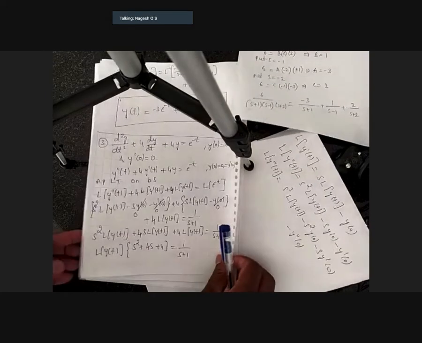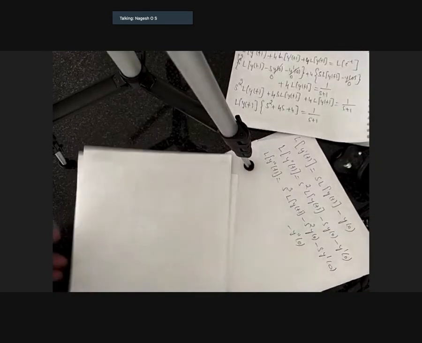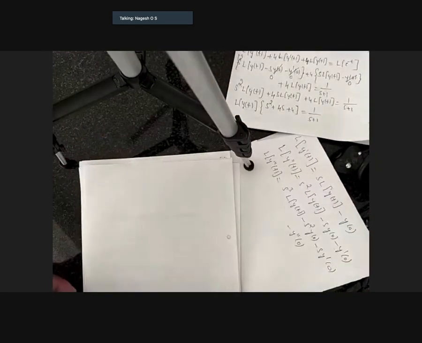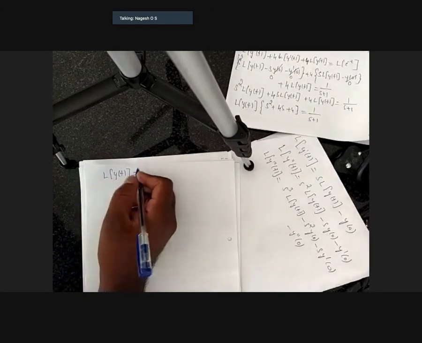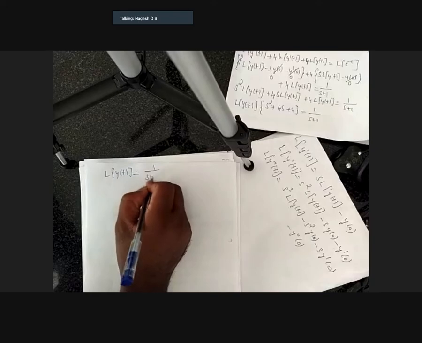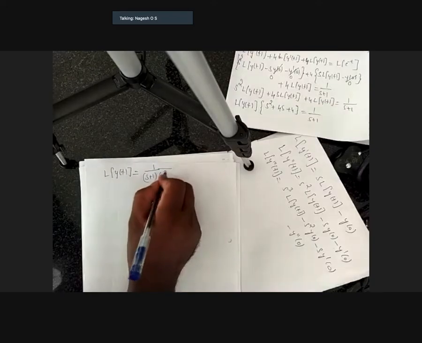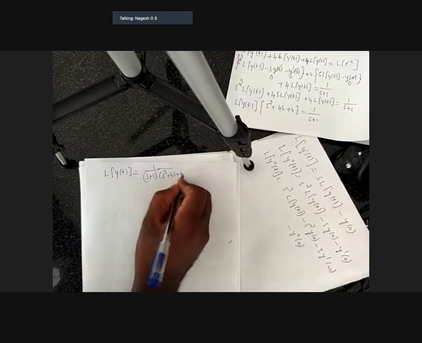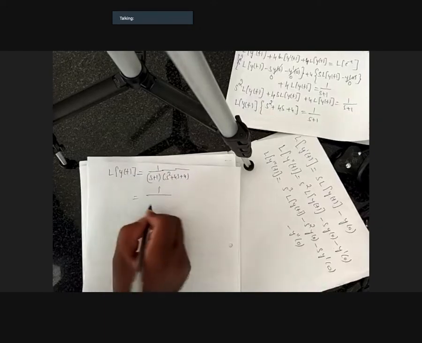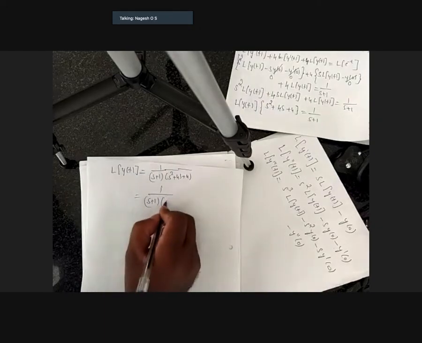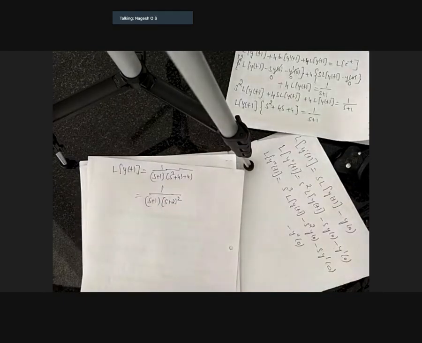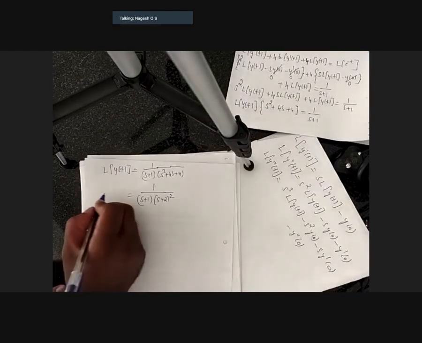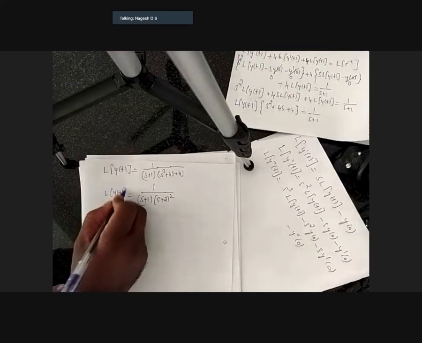Okay. Next, keep only L of y of t on the left hand side. L of y of t is equal to 1 by (s plus 1)(s square plus 4s plus 4). If you factorize this, it becomes (s plus 2) whole square. Okay, this is L of y of t.